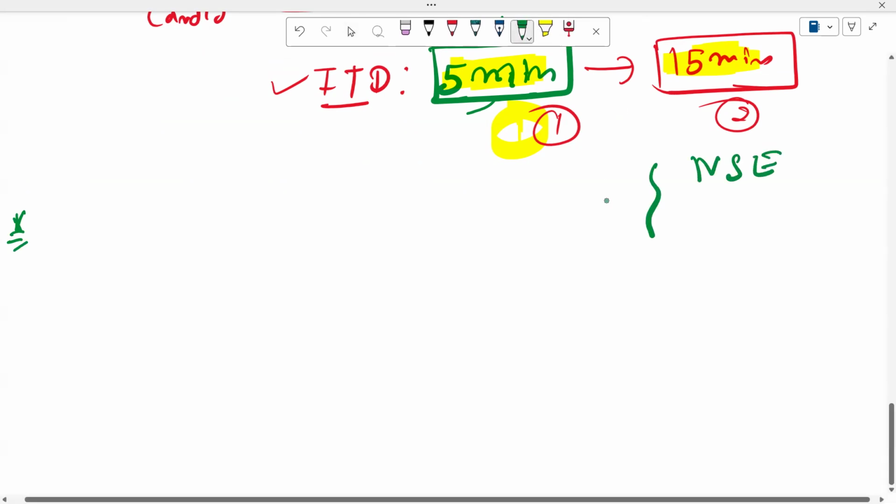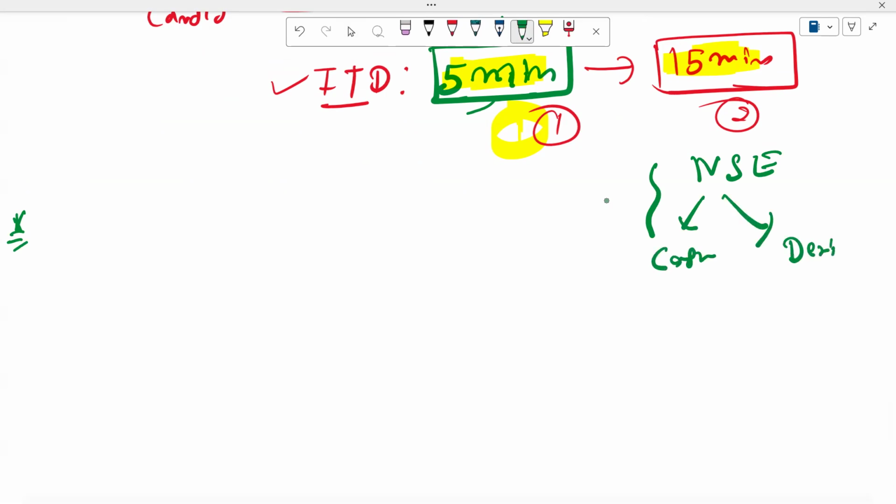NSE has two markets. One is the cash market, and the other is the derivative market.